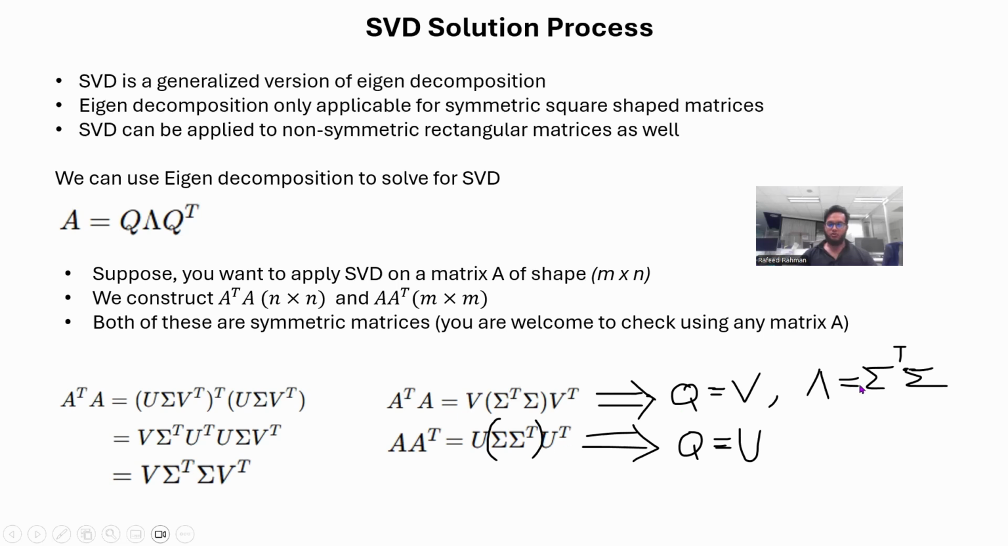So, I mean, we have already obtained the singular values from here. We don't need that. We only need the Q. So Q equal to U and we can get the U. So this is how simple it is.